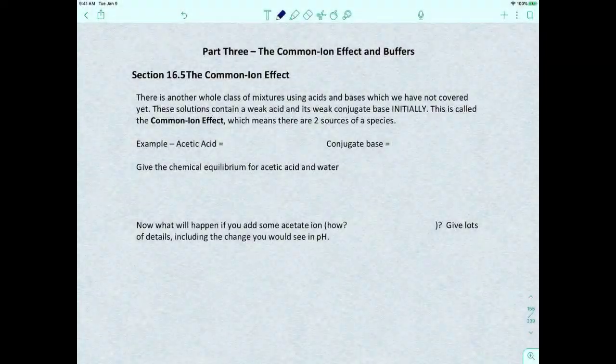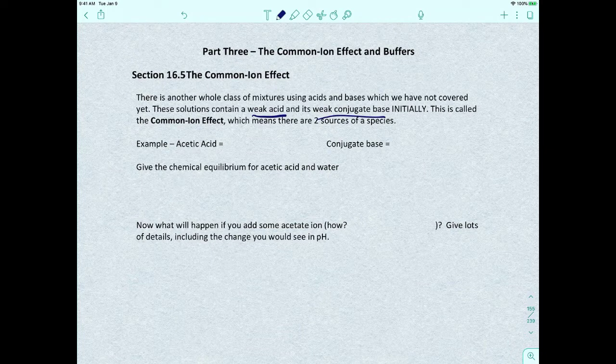So we are on the home stretch with Aqueous Equilibria. There's a couple more ideas we've got to talk about. There is a whole class of mixtures using acids and bases which we have not covered yet. These solutions contain a weak acid and usually its weak conjugate base initially. This is called the common ion effect, which means that there are two sources of a species.